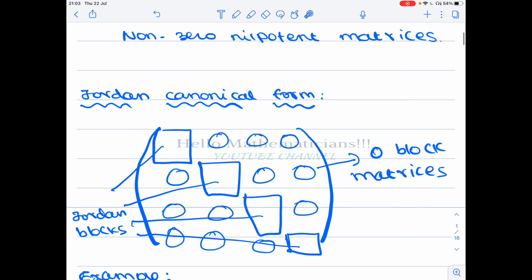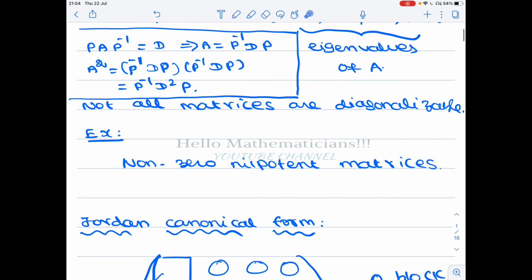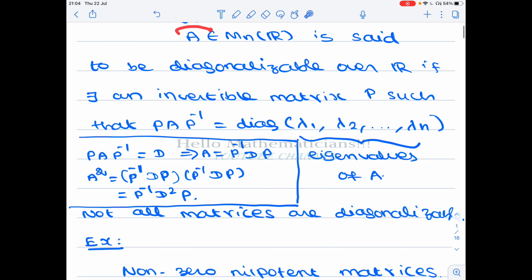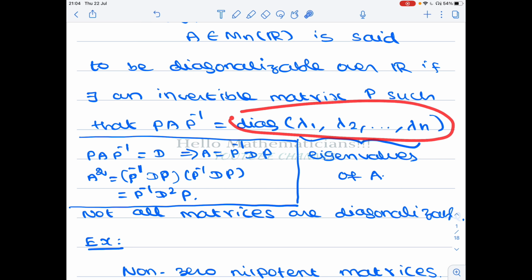Okay, what is Jordan canonical form? As I said, given a matrix A, we want to find an invertible matrix P such that PAP inverse equals some matrix with a lot of zero entries. If the matrix is diagonalizable, then it is fine. If it is not diagonalizable, then instead of diagonal matrices, we want some other matrix which has lots of zero entries. If there are a lot of zero entries, calculating the powers of the matrix will still be easy.